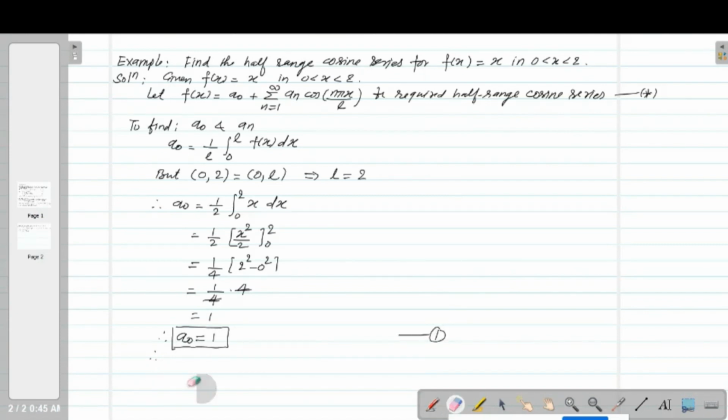Now our job is to find a n. We have the formula for a n. a n is 2 by L integration of limit 0 to L f of x cos n pi x by L dx. This is the formula for your a n. Just go to the next page, then we will solve this.